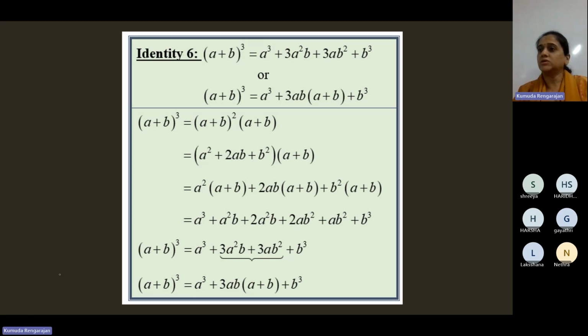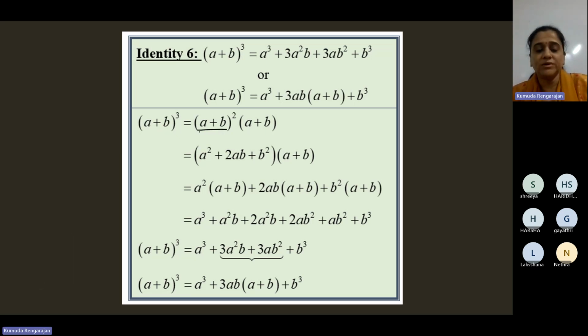Okay. So now we'll see how we derive this identity. Take up the LHS, a plus b the whole cubed. So what is a plus b the whole cubed? It's a plus b the whole squared into a plus b. Like 5 cubed is 5 squared into 5. Similarly, a plus b the whole cube is a plus b the whole square into a plus b.